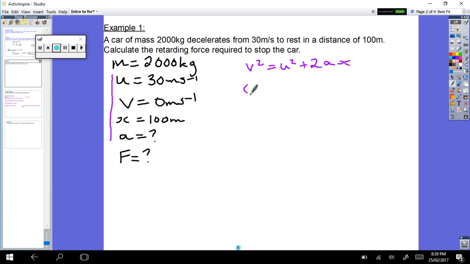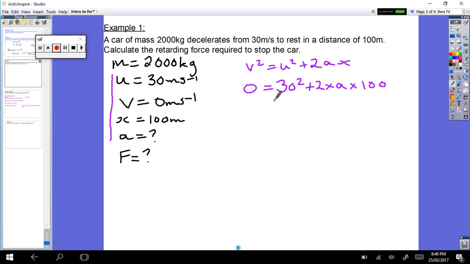So v squared is 0 equals 30 squared plus 2, we don't know a, times 100. Okay, so we want to solve for a, which means we want to rearrange the equation. This is where you've got to be really careful with your signs and with your rearranging, and remember that you can only add like terms. So you've got to remember everything from maths, from algebra, and solving these linear or quadratic equations.